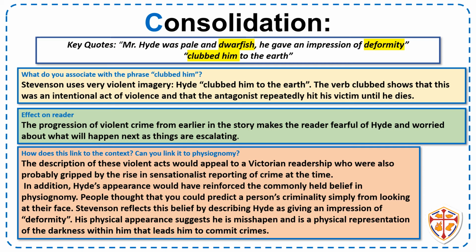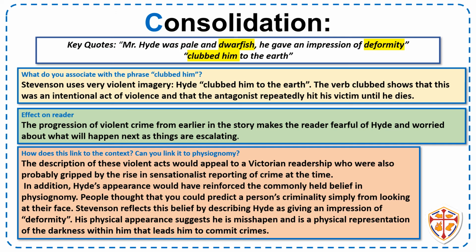How does this affect the reader? The progression of violent crime from earlier in the story makes the reader fearful of Hyde and worried about what will happen next as things are escalating. How does this link to context? Can we bring in physiognomy? The description of these violent acts would appeal to a Victorian readership who were also probably gripped by the rise in sensationalist reporting of crime at the time.